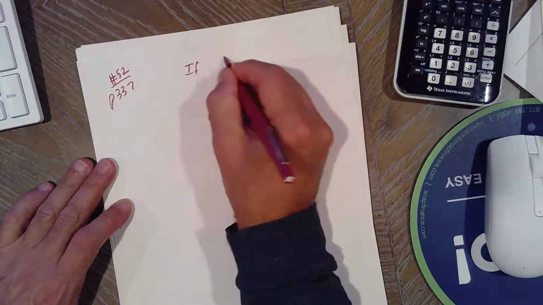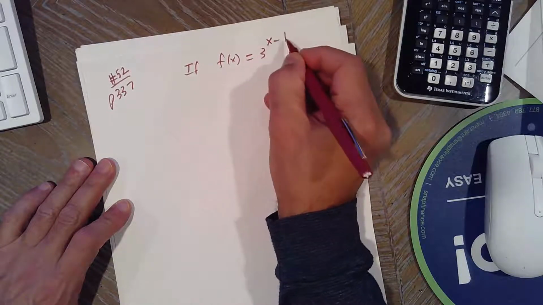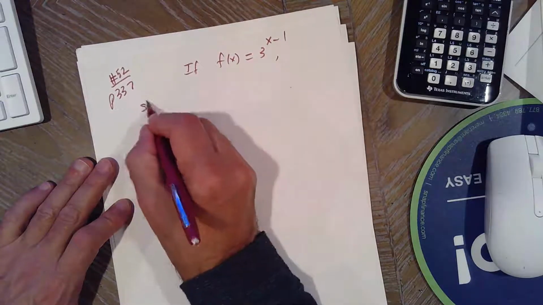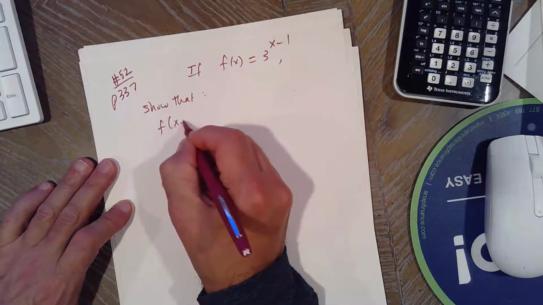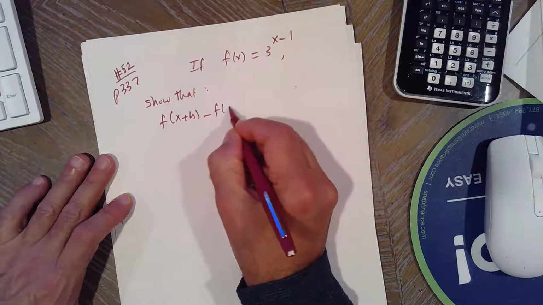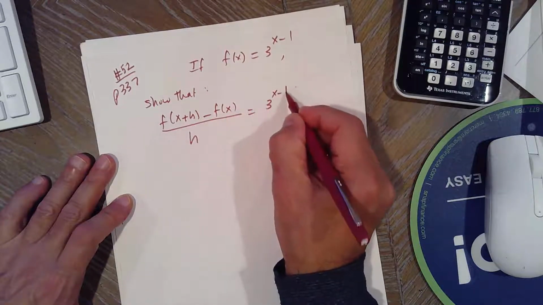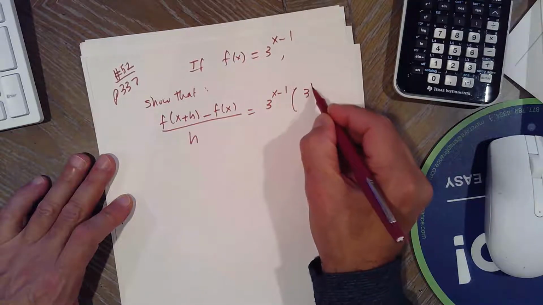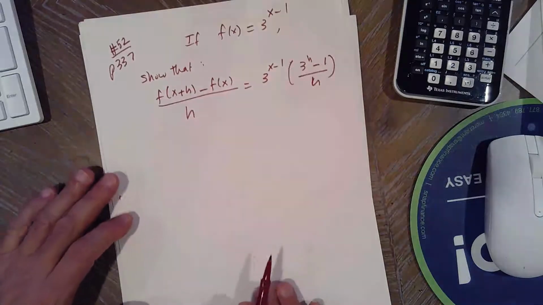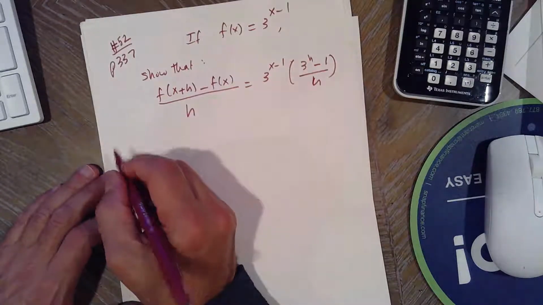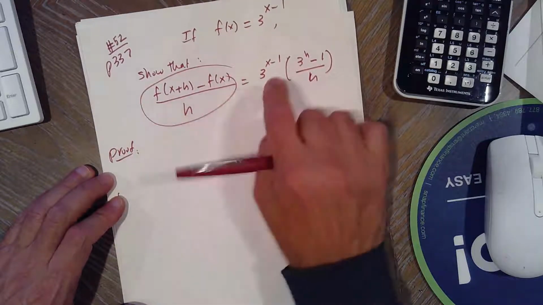So it says if f of x equals 3 to the power x minus 1, then (f of x plus h minus f of x) all over h equals 3 to the x minus 1 times (3 to the h minus 1) over h. That's what they want us to show. Well, let's prove it. Let's find this expression and see if it equals that.